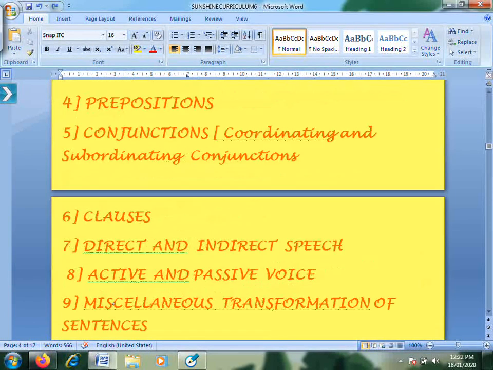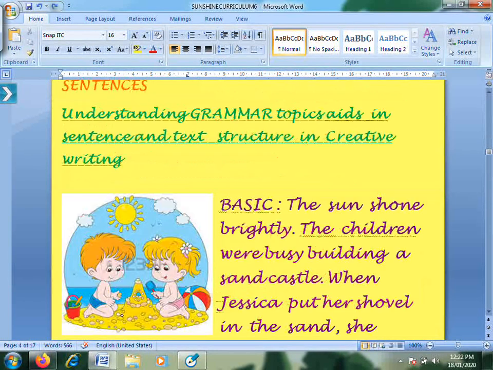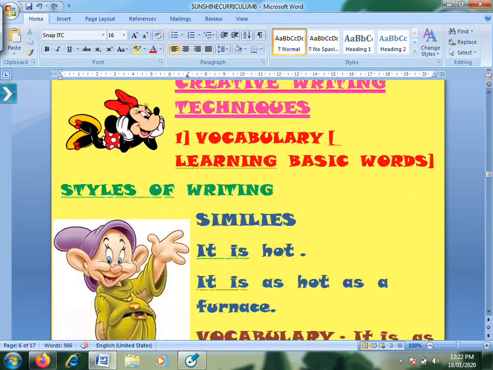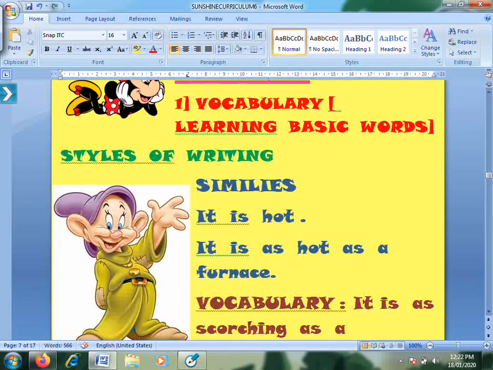The most important part of the class is creative writing. Creative writing is a very untouched territory, at least in our schools. So when we are doing creative writing, this involves using of ideas.